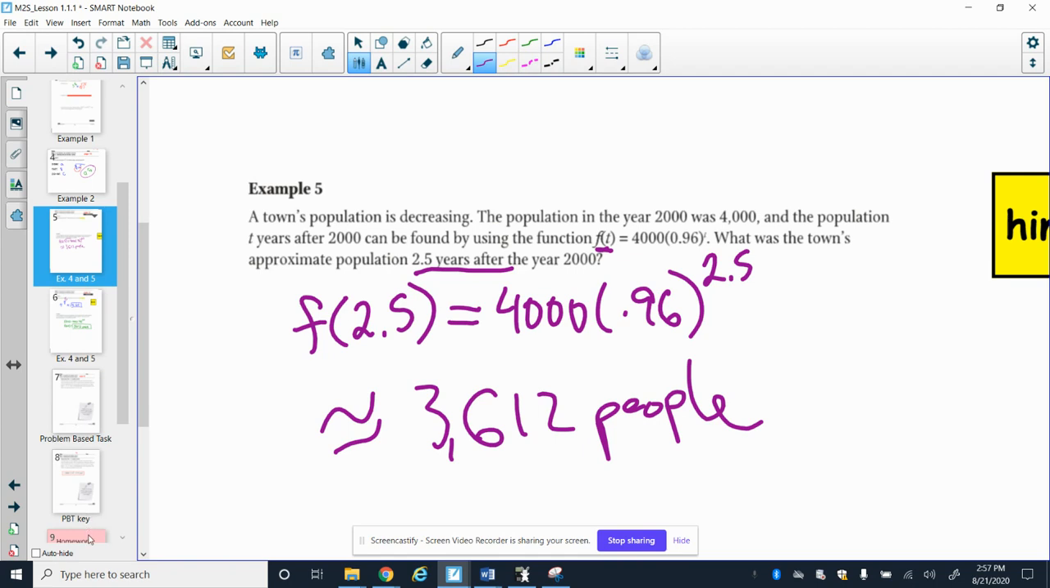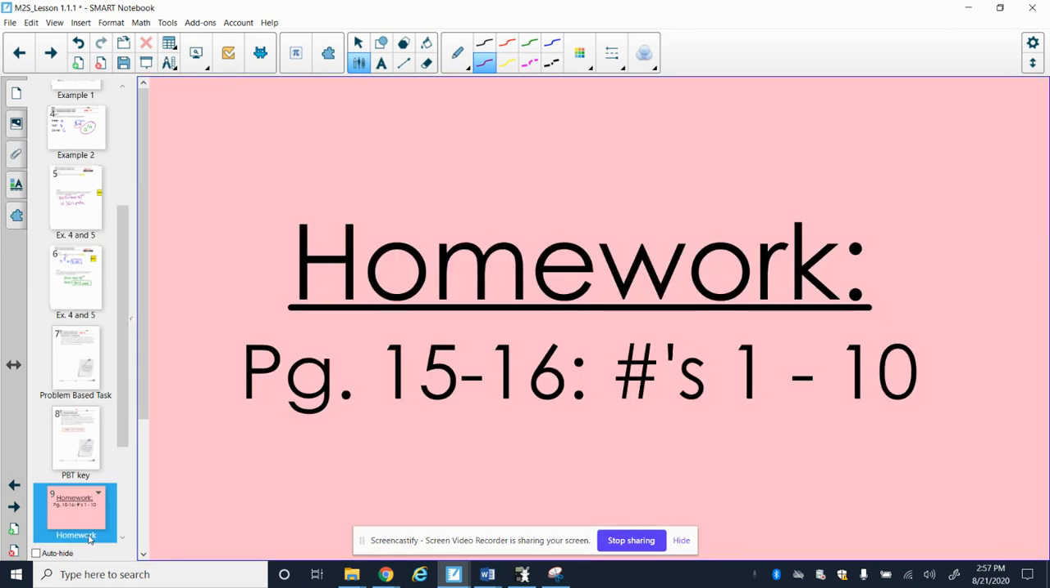Let's skip ahead to our homework for tonight. Our homework for tonight, we have page 15 to 16, numbers 1 through 10. Do this straight in your textbook. Remember, in your math textbook, if you go to the back, there are answers in there. It doesn't have the work, but that can help you as a guide. And this is what we will start with first thing in class tomorrow, discussing this homework. As always, reach out if you're having any questions for me.